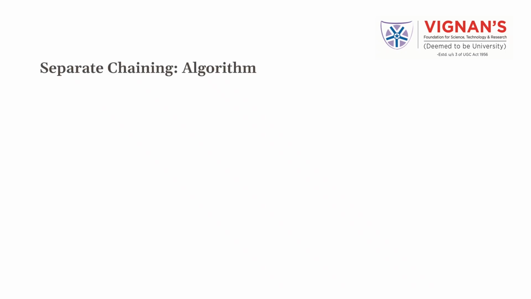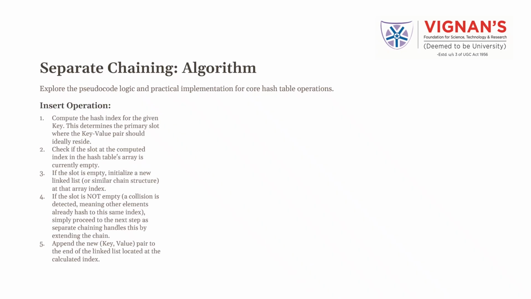Separate chaining algorithm. Algorithm used in separate chaining. For every operation, the process begins by computing the hash index using the hash function. During insertion, the algorithm first checks whether the bucket at the computed index is empty. If it is empty, the new element is placed directly at that index. If the bucket already contains elements, a collision has occurred. In this case, the algorithm adds the new element to the end of the linked list at that index.